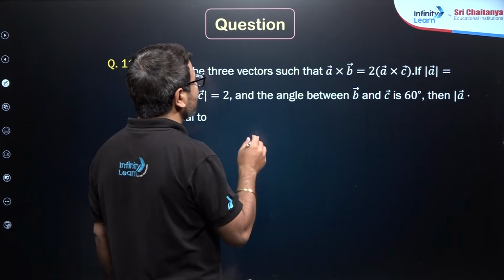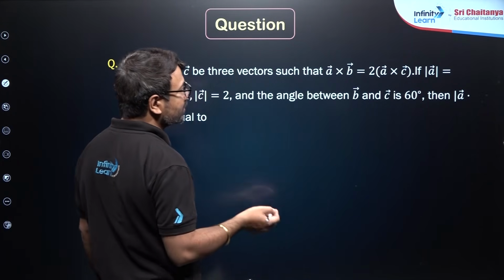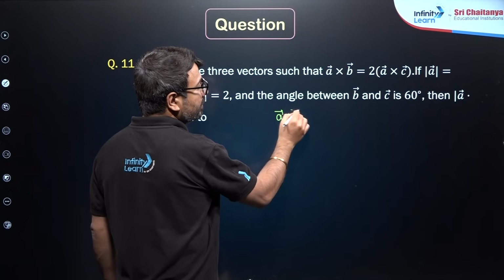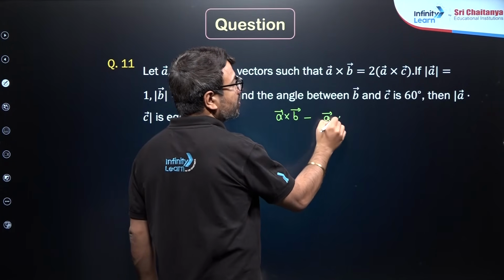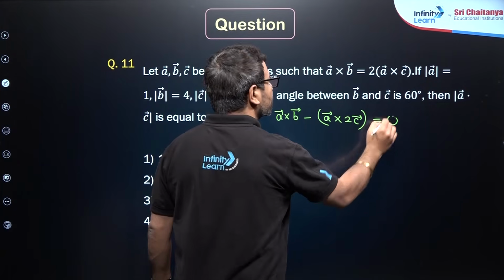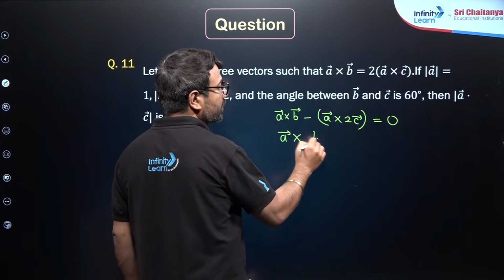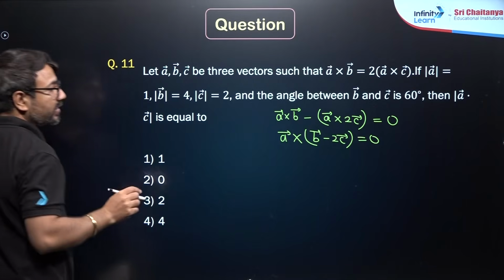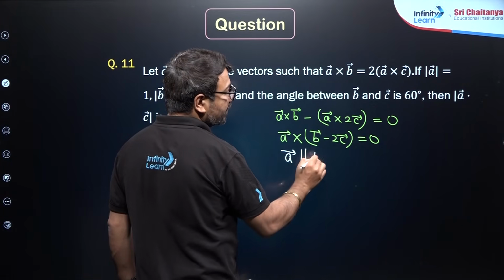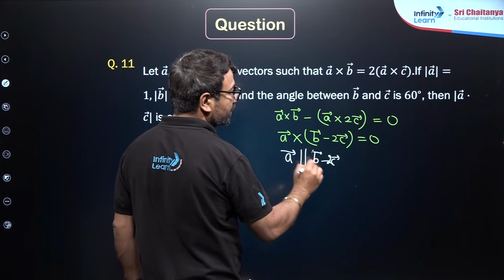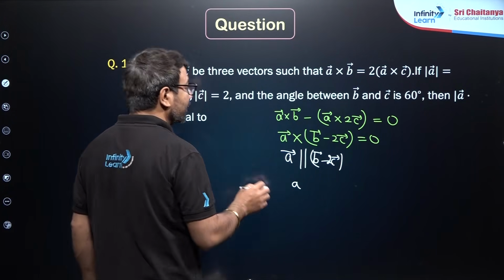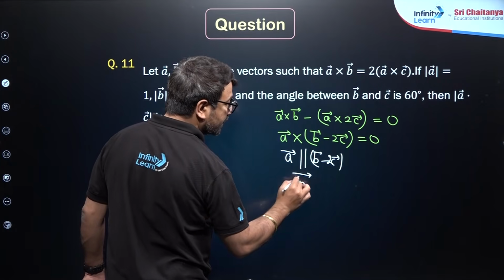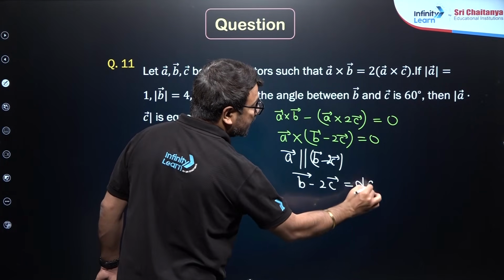If A, B, C are 3 vectors such that A cross B is equal to twice A cross C. So over here what we have to do? We have to write A cross B minus A cross 2C is equal to 0. If I take A cross common, B minus 2C is equal to 0. So whenever the cross product is 0, that means the vectors are parallel. So A will be parallel with B minus 2C. I hope you are able to understand. And we can write that vector B minus 2C will be parallel to A. So B minus 2C can be expressed as lambda times A.